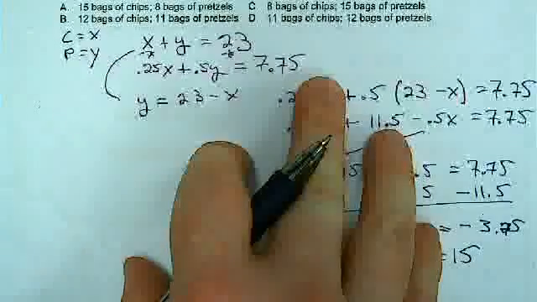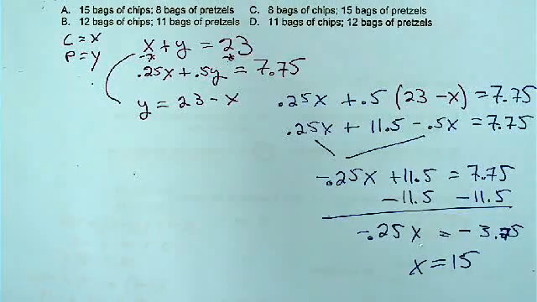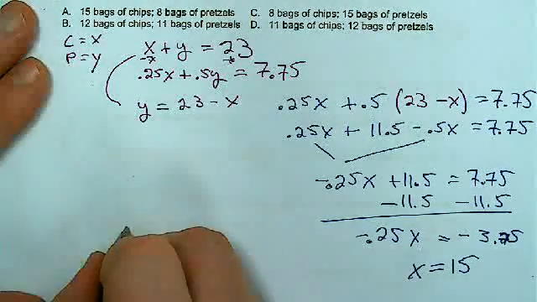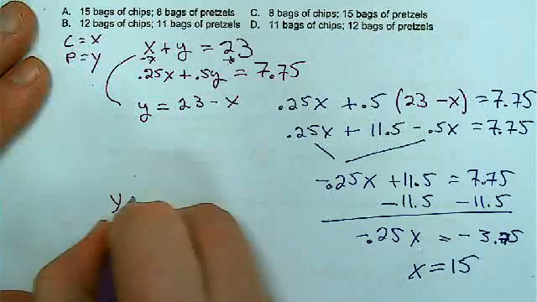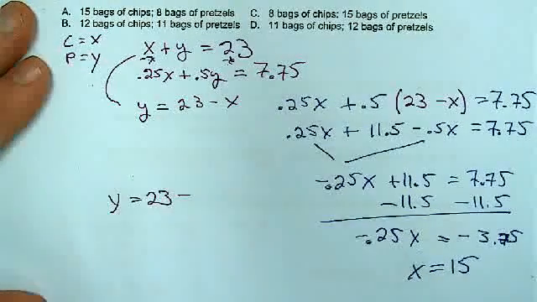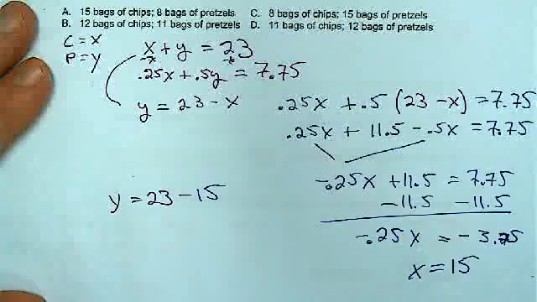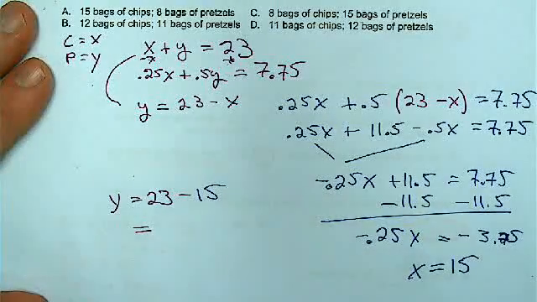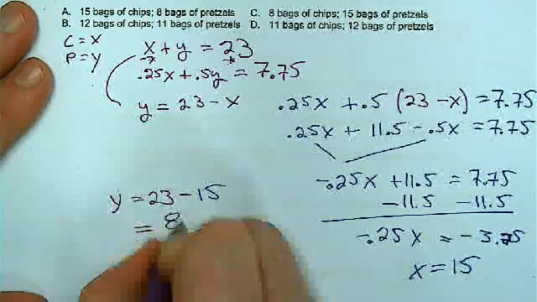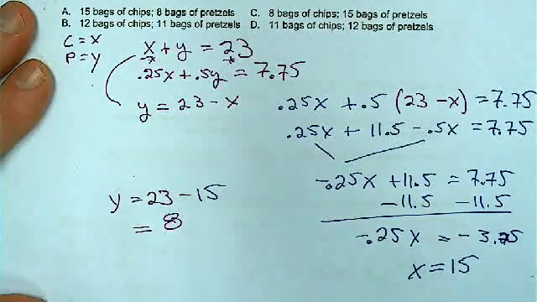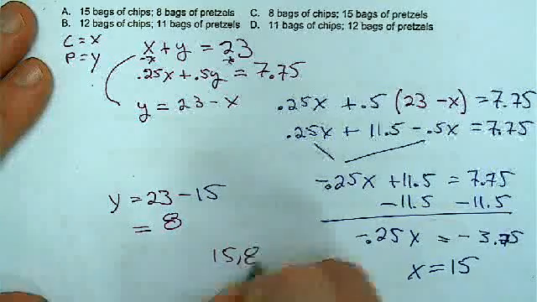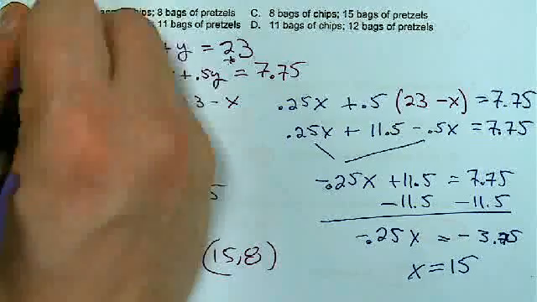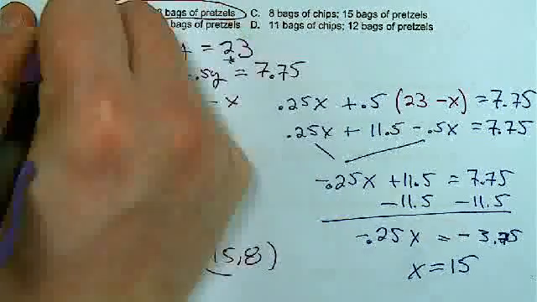Now, it's also important to note that I got a whole number answer, and that kind of makes sense for the situation. I shouldn't get an answer that's a negative. So now I can go back to my key, 23 minus 15, and that's going to give me, let's see here, 8. So my answer is 15 comma 8, 15 chips, 8 pretzels. If I look at my answer choices, there it is, right there.